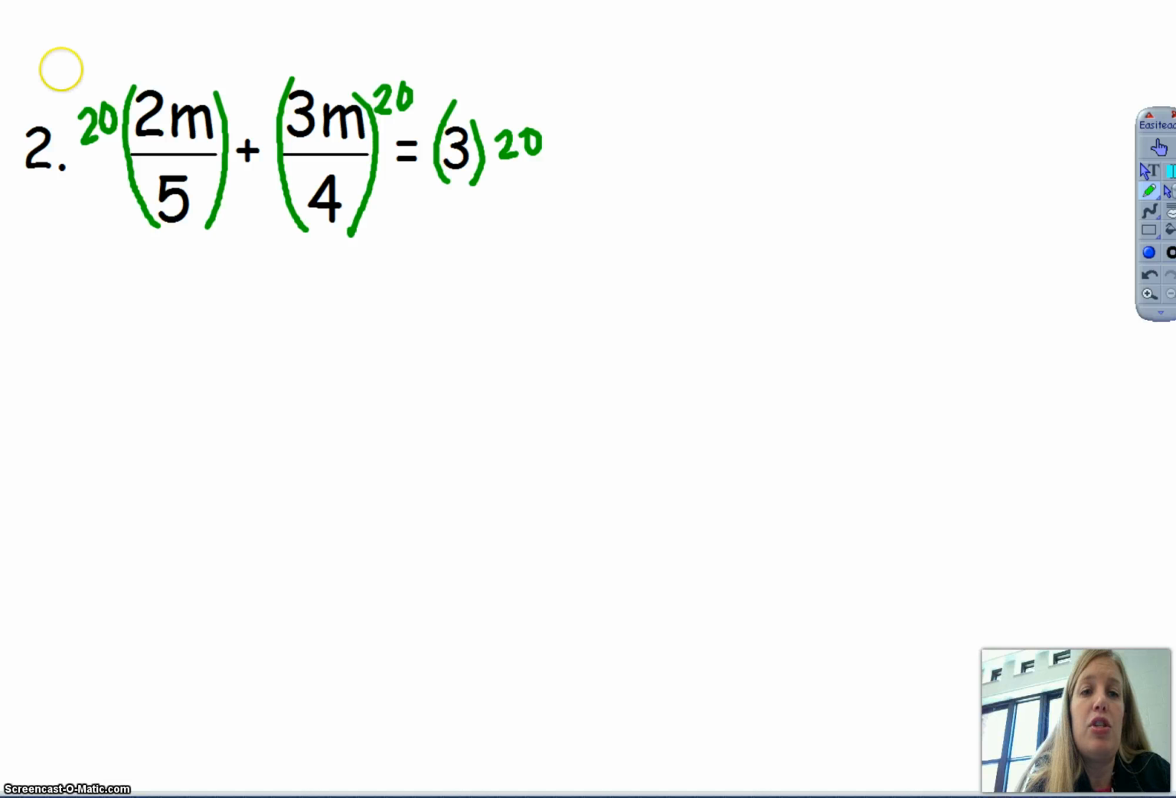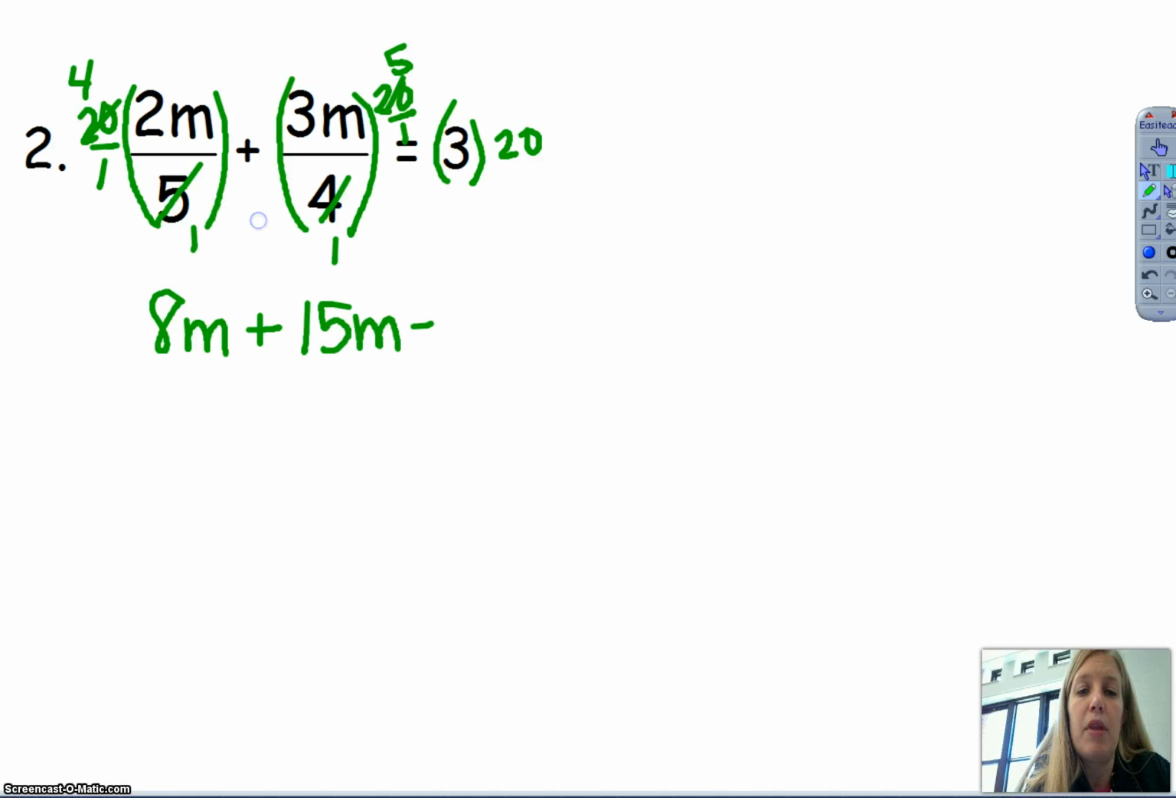Okay, when you multiply 2m over 5 by 20, this is like 20 over 1. The 5 and the 20 are going to cancel out. They're going to become 1 and 4. So on the bottom, you have 1 times 1 is 1. 4 times 2 is 8m, because you still have the m there. Bring down my plus. 4 and 20, it's like 20 over 1. The 4 and the 20 can cancel out to 1 and 5. So on the bottom, we have 1 times 1, which is 1. 5 times 3m is 15m. Equals 3 times 20 is 60.